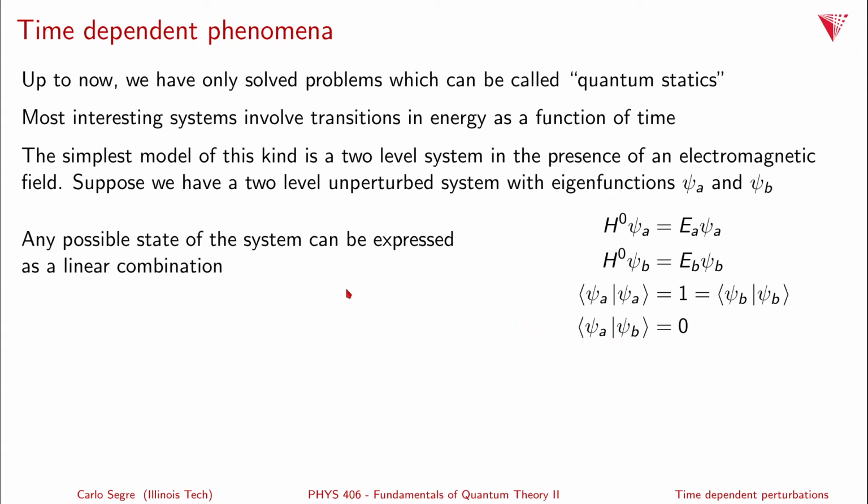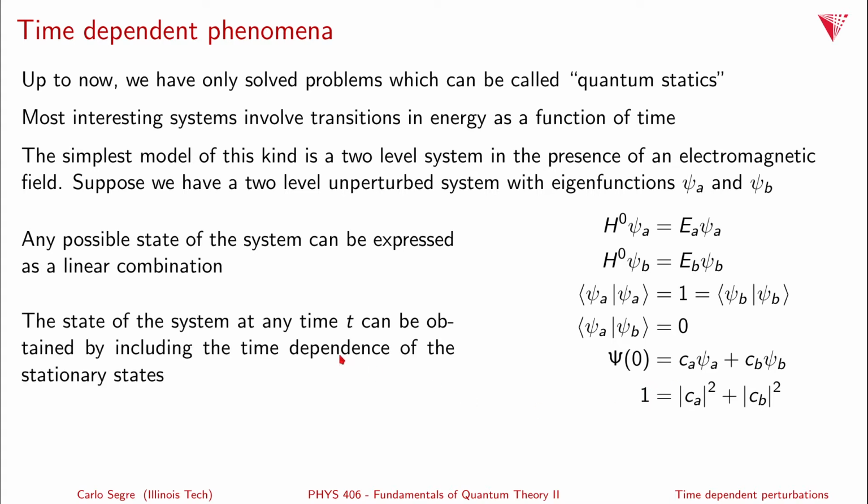If we want to define any arbitrary state of the system, we can express it as a linear combination of psi A and psi B. That is, psi at time equals 0 is equal to Ca times psi A plus Cb times psi B, where normalization of psi of 0 forces the modulus squared of Ca plus the modulus squared of Cb to be equal to 1.